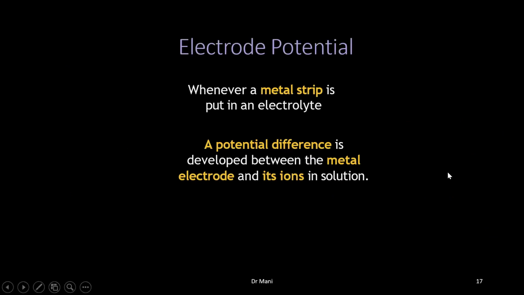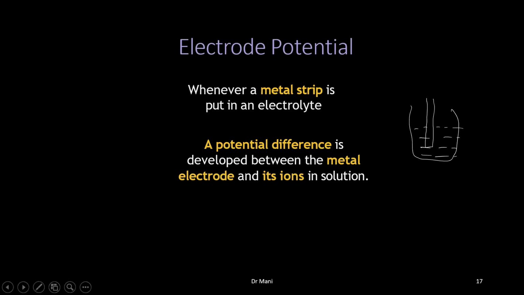So electrode potential. What is this? Whenever a metal strip is put in the electrolyte, a potential difference is developed between the metal electrode and its ion in solution. Suppose you take a metal strip and immerse it in the electrolyte solution of the half cell. When you put that electrode in that solution, an electrochemical reaction will happen. Either oxidation or reduction will happen. This phenomenon we call electrode potential.